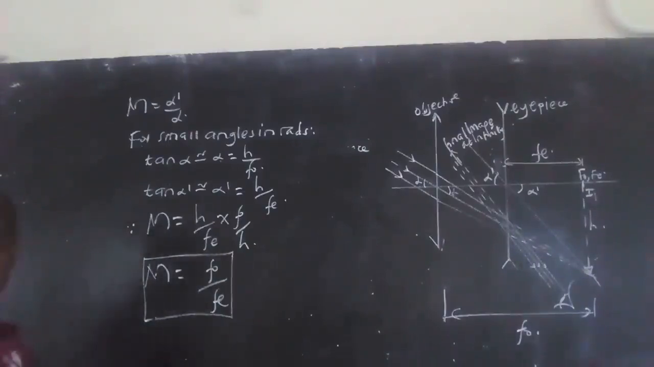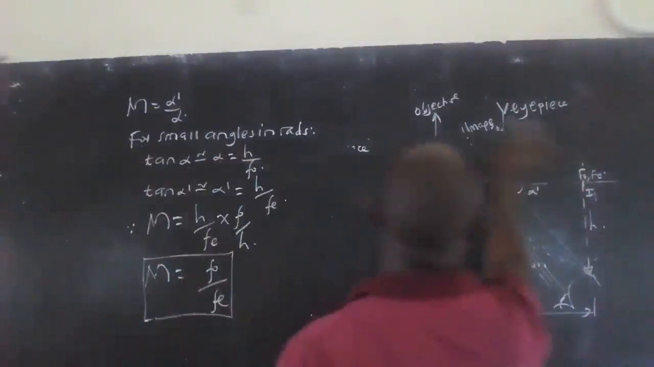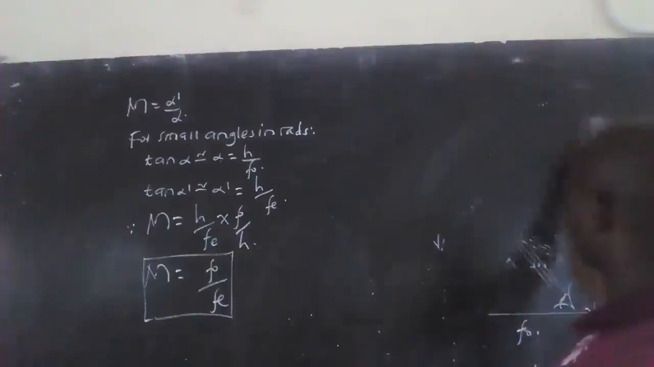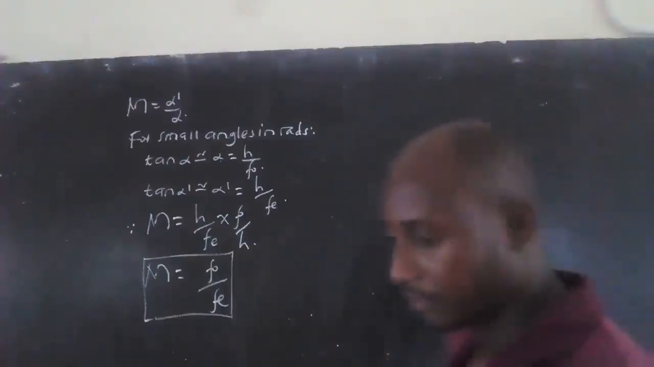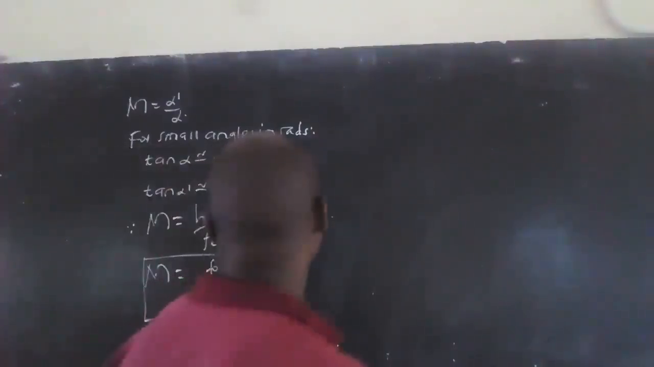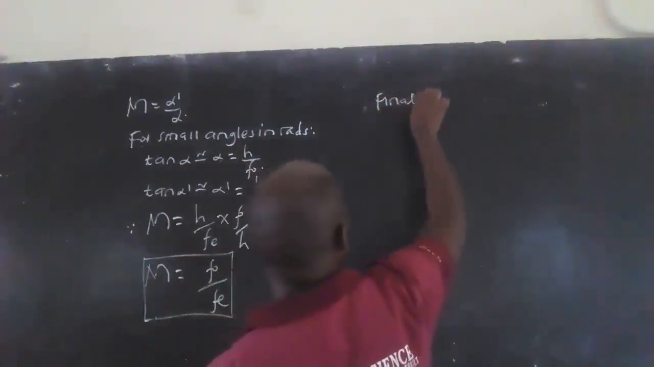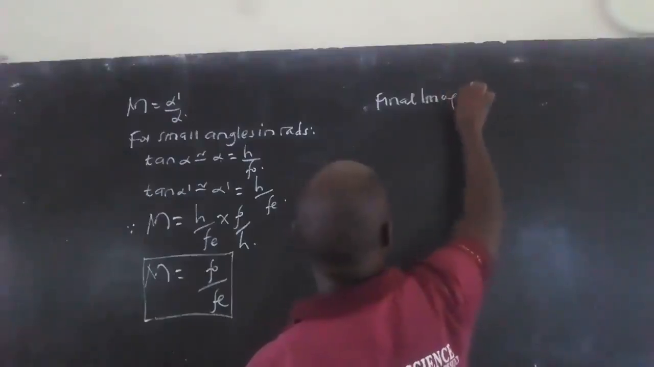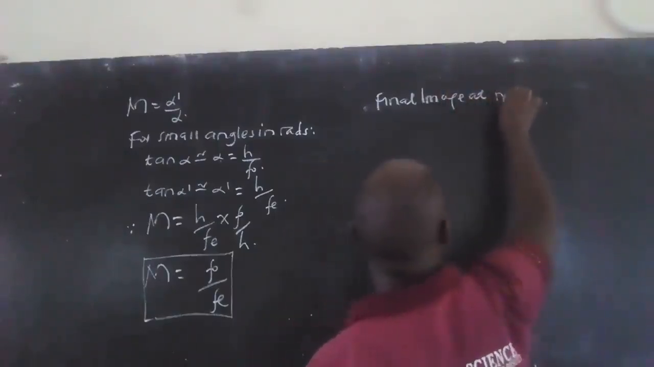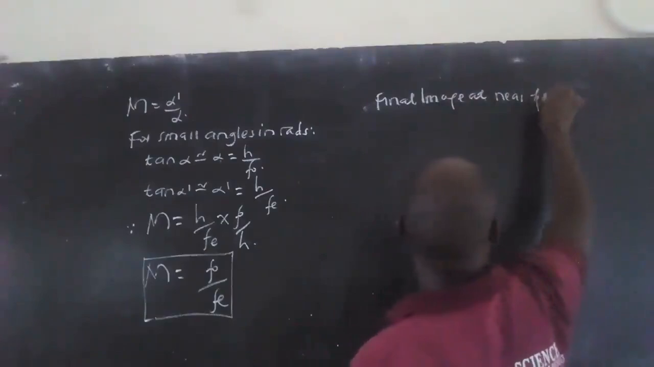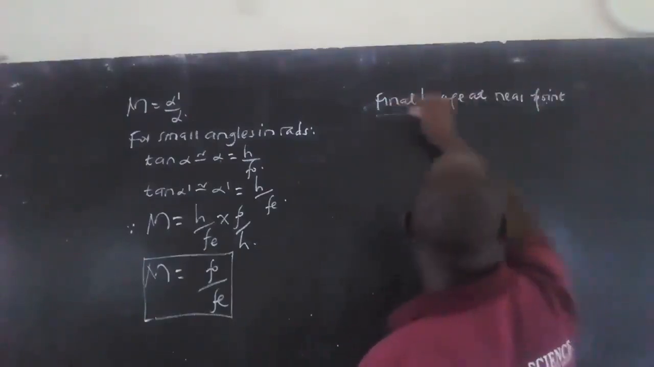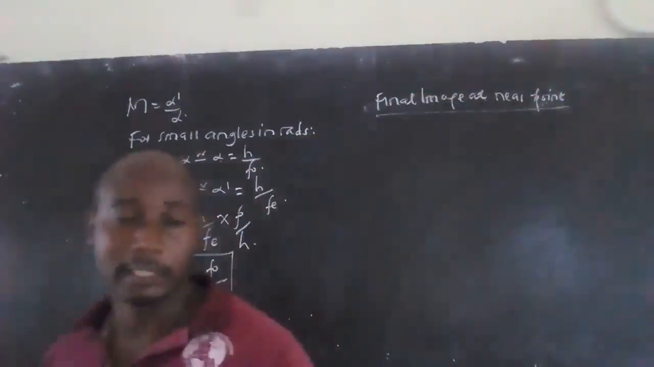Is that okay? So I can remove this now. You go. Not in normal adjustment. Final image at near point. That is not in normal adjustment.